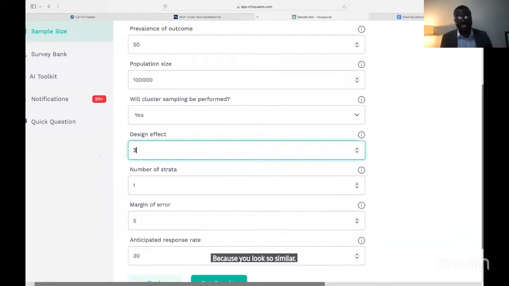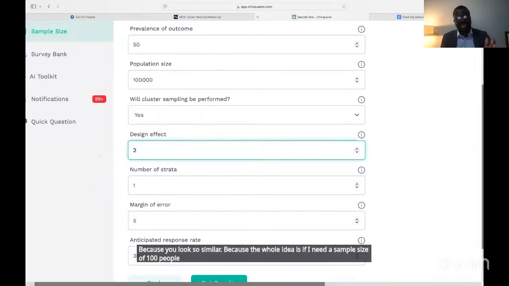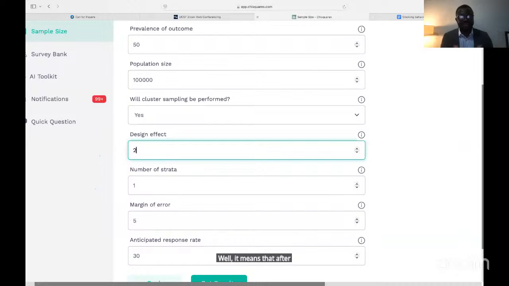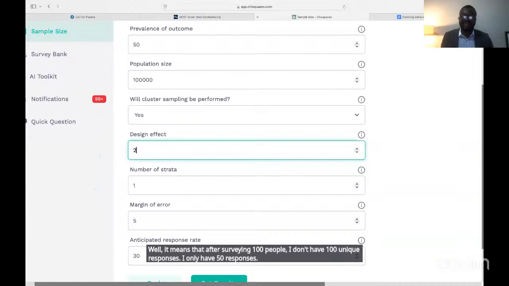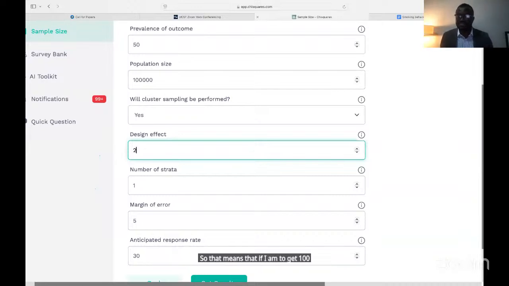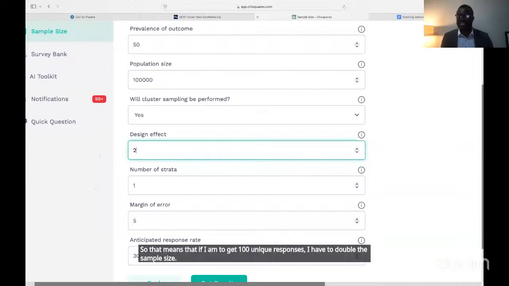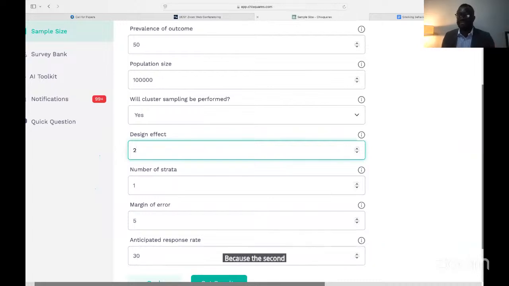Because the whole idea is, if I need a sample size of 100 people, and every second guy is like an exact clone of the first guy, well, it means that after surveying 100 people, I don't have 100 unique responses. I only have 50 responses. So that means that if I'm to get 100 unique responses, I have to double the sample size because the second guy is a clone of the first. So that's the whole thing we're trying to achieve with design effect.